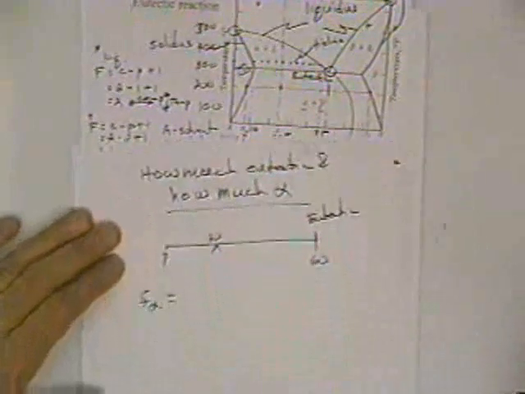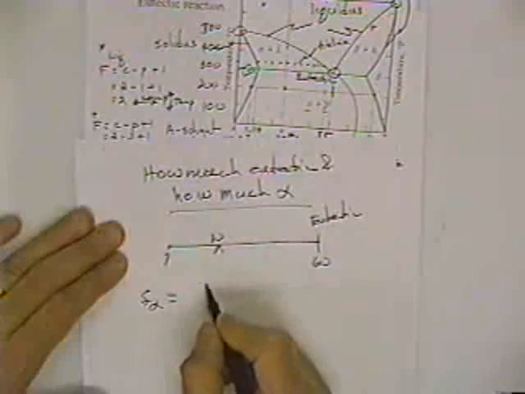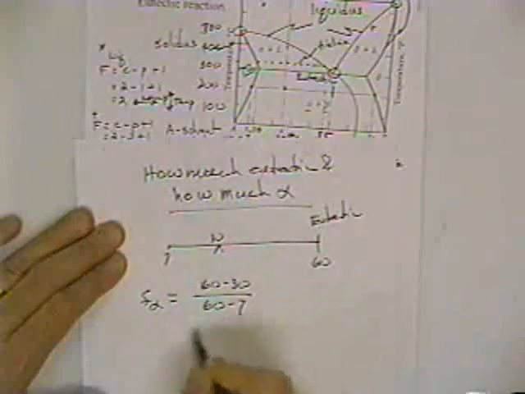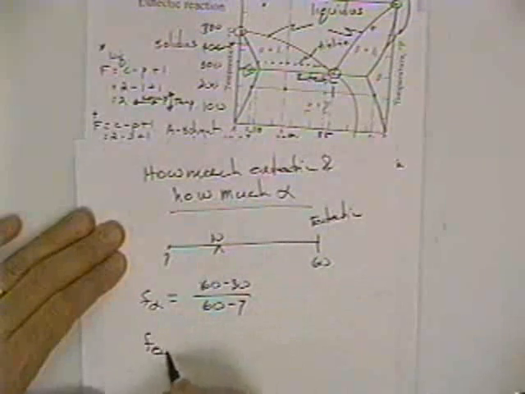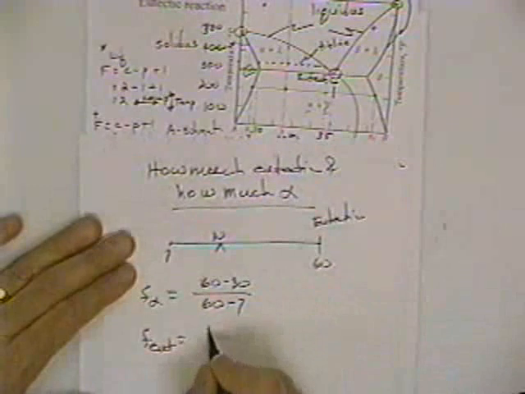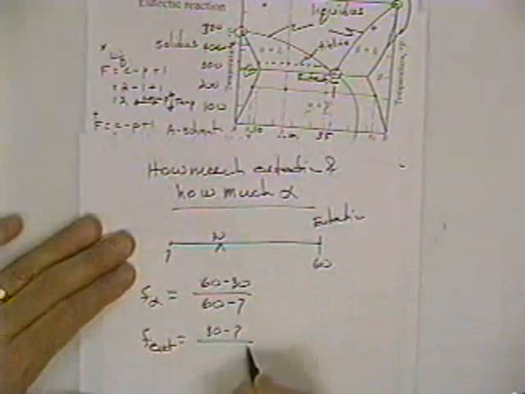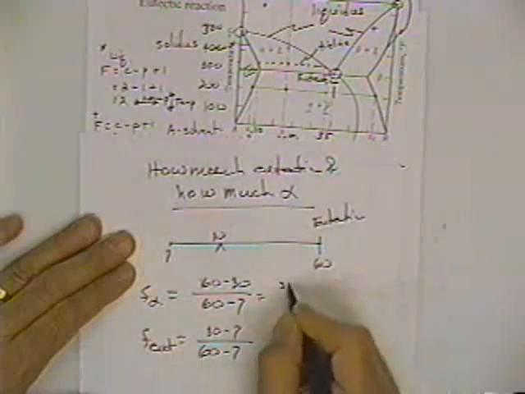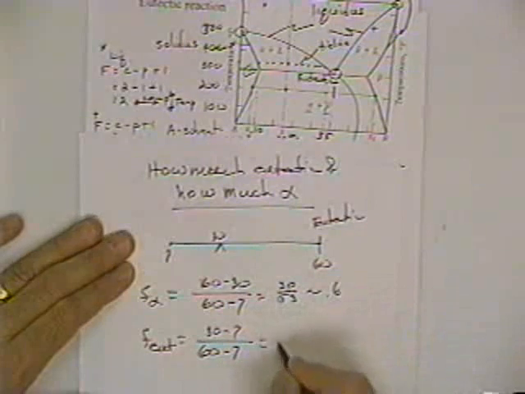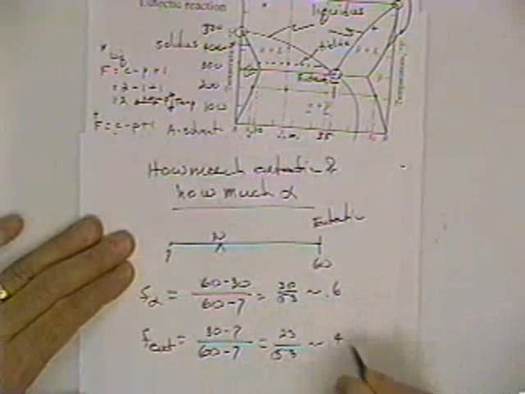So the fraction of alpha is going to be equal to 60 minus 30 over 60 minus 7. The fraction of eutectic is going to be the opposite portion of the lever arm, and that's going to be 30 minus 7 over 60 minus 7. That's going to be 30 over 53, so that's about 0.6. And this is going to be 23 over 53, about 0.4.